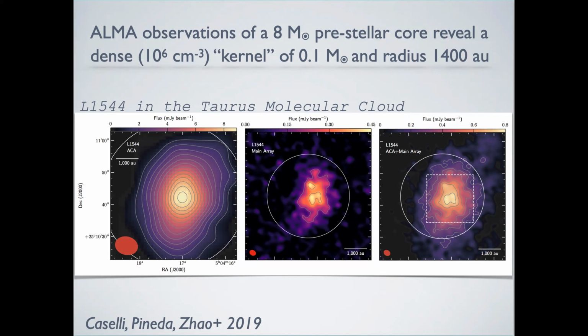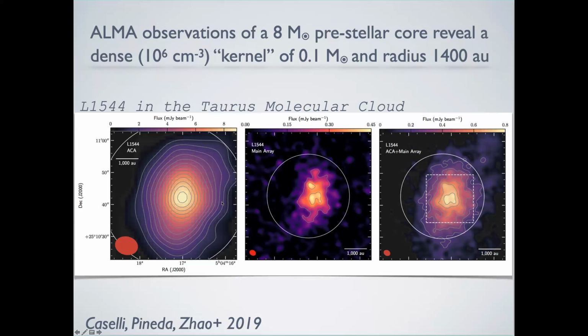The central region in the continuum is very tiny. It's basically of the order of 1,000 astronomical units. The whole cloud is actually more than 10,000 astronomical units. So ALMA, if you just look at the main array, will get rid of all this extended emission, and you just see the centrally concentrated region. And you see here that it's very tiny mass.